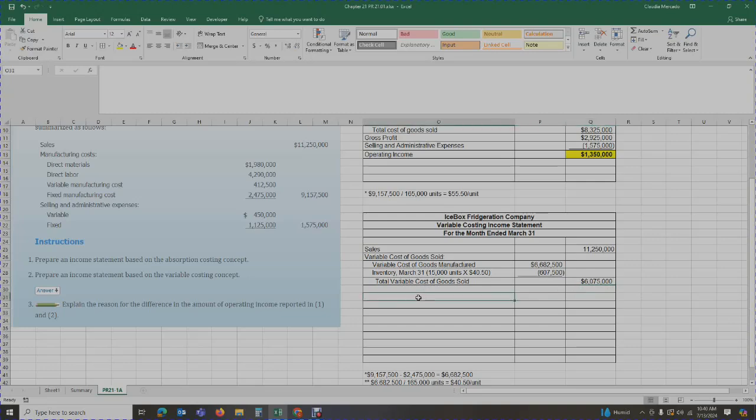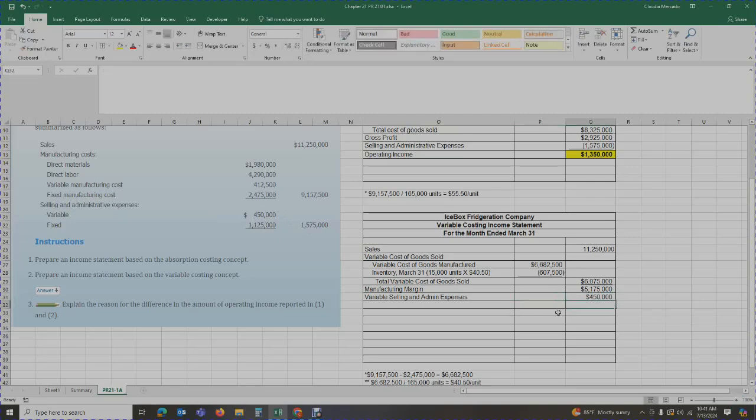Now we're going to calculate our manufacturing margin. For the manufacturing margin, we're going to get our sales minus our total variable cost of goods sold. And that would give me 5,175,000. Now that we have that, we are going to deduct the variable selling and admin expenses. According to the problem, we have variable selling and admin expenses of $450,000.